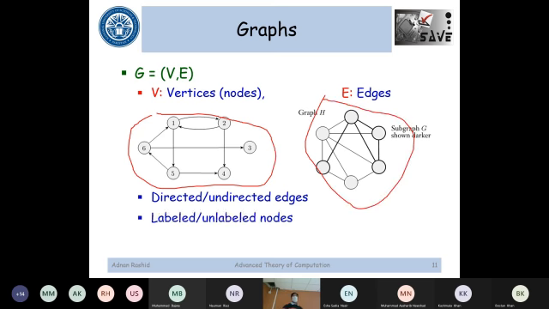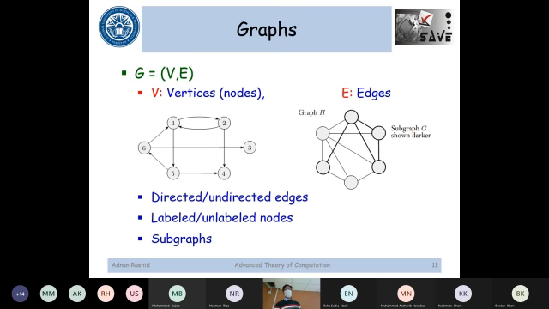And then we can have labeled and unlabeled nodes as well. If you talk about this first graph, you can see these nodes are labeled. I gave them names, 1, 2, 3, 4, 5, 6. But if you talk about this one, these are the unlabeled nodes. I didn't give them any sort of labels. So that's why I can declare these kinds of nodes as unlabeled nodes.